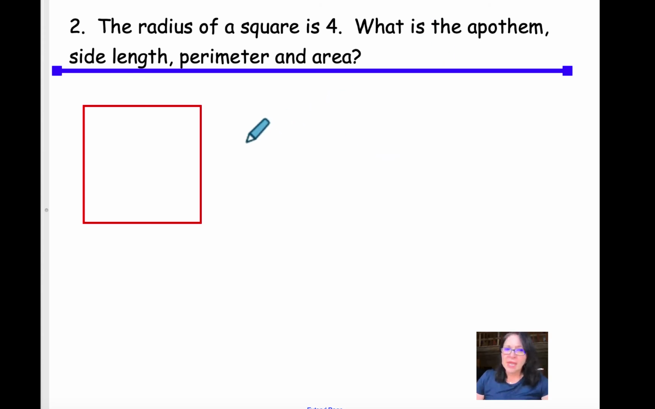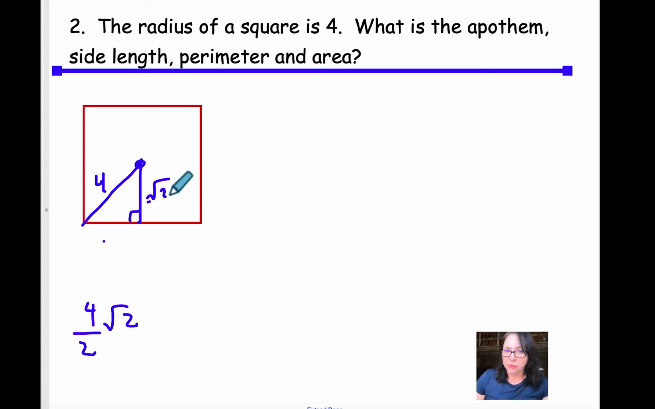For this problem, it says the radius of a square is 4. So the apothem, remember, comes up to the middle of my side of my square. The radius is 4. And across from the 90, remember, it goes x root 2. So if I take 4 and divide by 2 and multiply by root 2, one of my sides is now 2 root 2. So then the length of one side of the actual square is 2 root 2 plus 2 root 2, which is 4 root 2. So the length of one of my sides is 4 root 2.